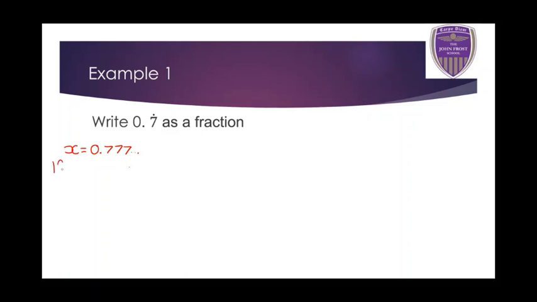Next, I'm going to find out what 10x is. Now remember, when you multiply something by 10, you simply move it along to the left one place value, okay? So 0.7 recurring times 10 is 7.7 recurring, okay? Now, I'm going to use these to help me turn 0.7 recurring into a fraction.